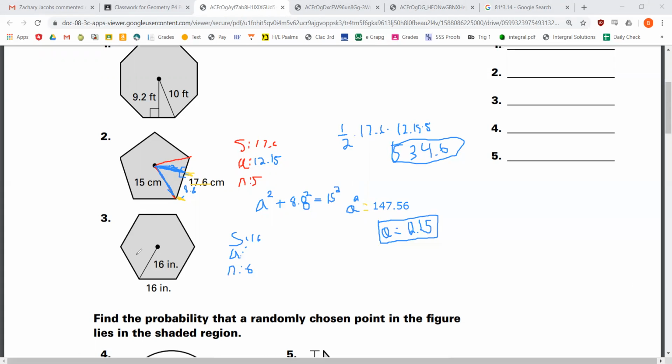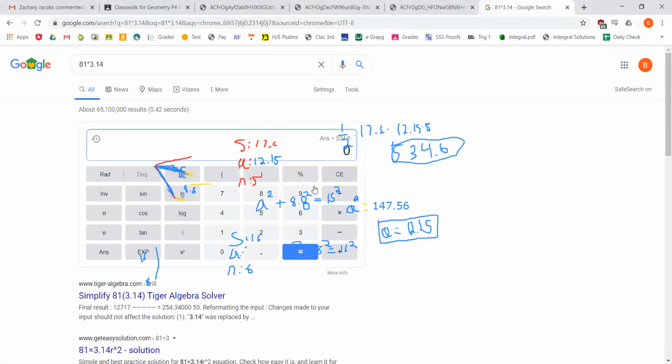The apothem, we don't know what it is, so we have to make the right triangle. So 16 is my radius, or my hypotenuse. This is going to be 8. So I know it's going to be a squared plus 8 squared equals 16 squared. So we're going to subtract 8 squared from 16 squared to get a squared. So let's do that quickly. 16 squared minus 8 squared. So that's 192, but I need the square root of 192. And that's 13.86.